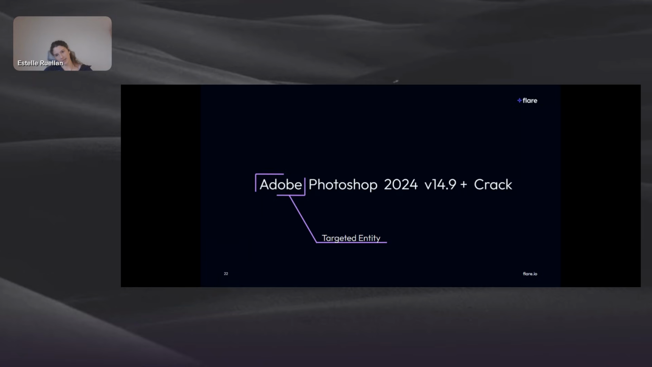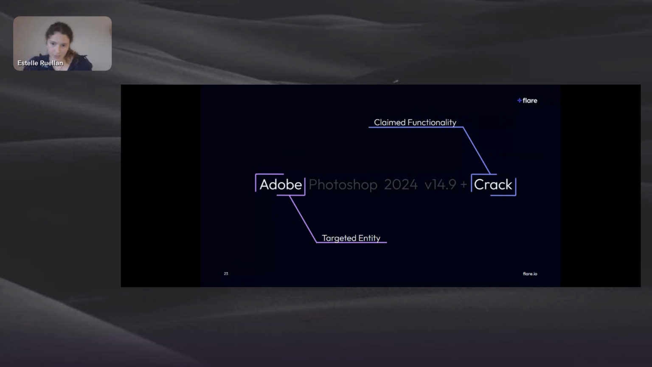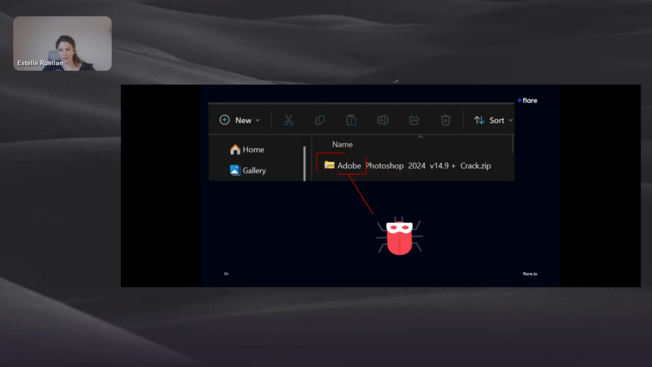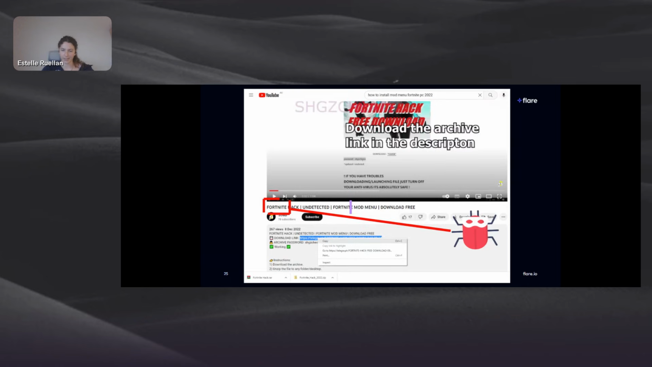The second dimension we had in all these infections was the claim functionality. The claim functionality is basically what the malware is telling you it will do for you regarding the targeted entity. So here we have Adobe, and it's claiming to provide you with a cracked version of the Adobe software. Here for Fortnite, it's basically claiming I'm giving you a mod menu for Fortnite.